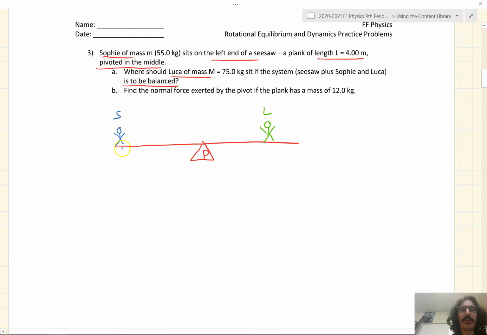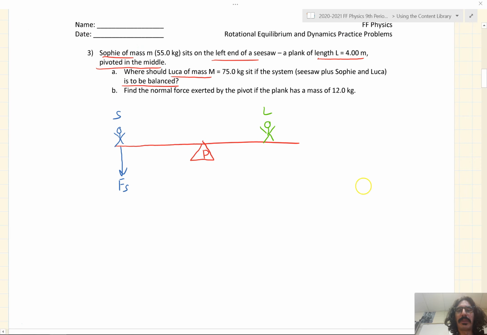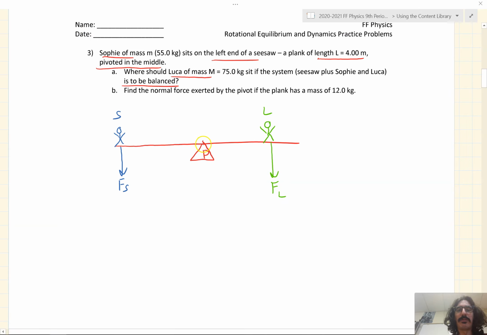We have the force of gravity acting on Sophie. Let's just call it F sub s, the force of Sophie, but that's her force of gravity going downwards. We have the force of gravity due to Luca going downwards. We'll call it F sub L. We have the force of gravity of the plank going downwards. Let's call it F sub P.